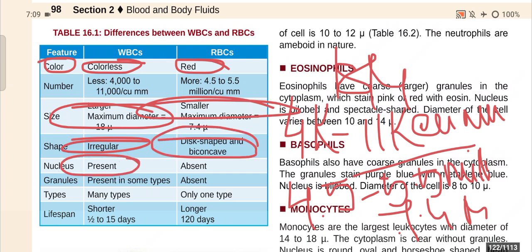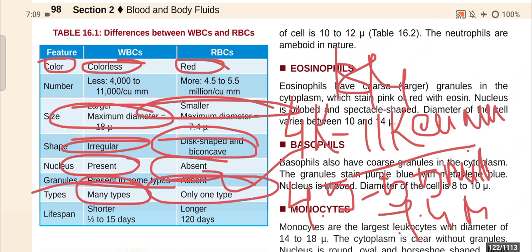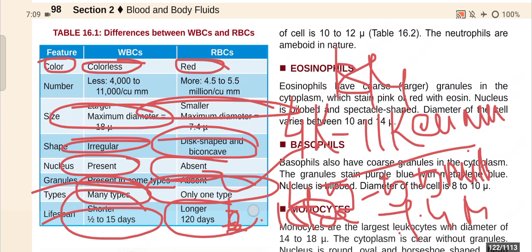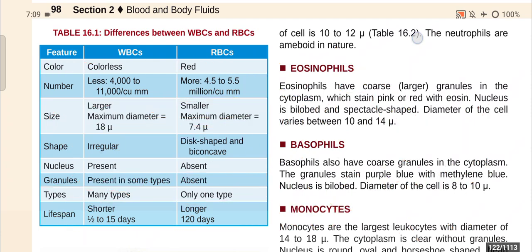Nucleus: WBC has and RBC has not. Granules: present in some WBC, and in RBC it is absent. WBC has many types and RBC is only one type. Lifespan: WBC is shorter, only 0.5 to 15 days, and RBC is longer, 120 days. So these are all the differences present between the WBC and RBC.